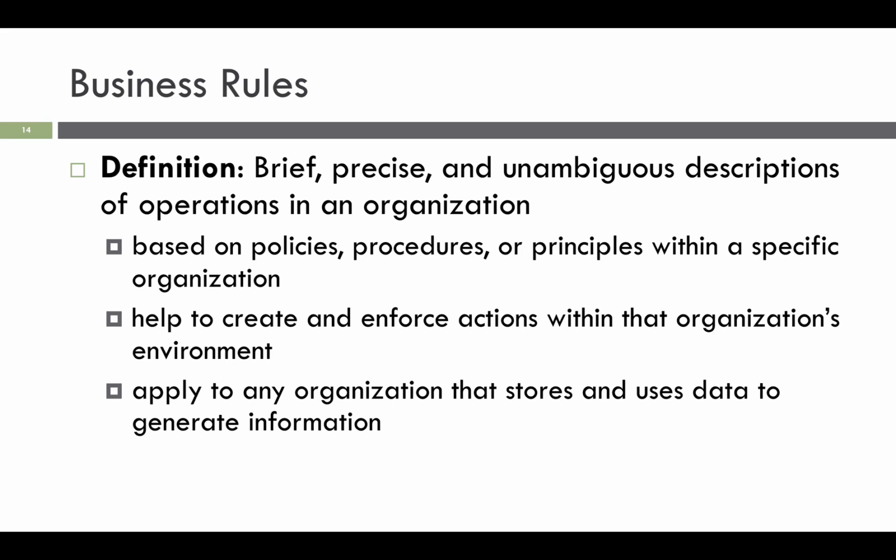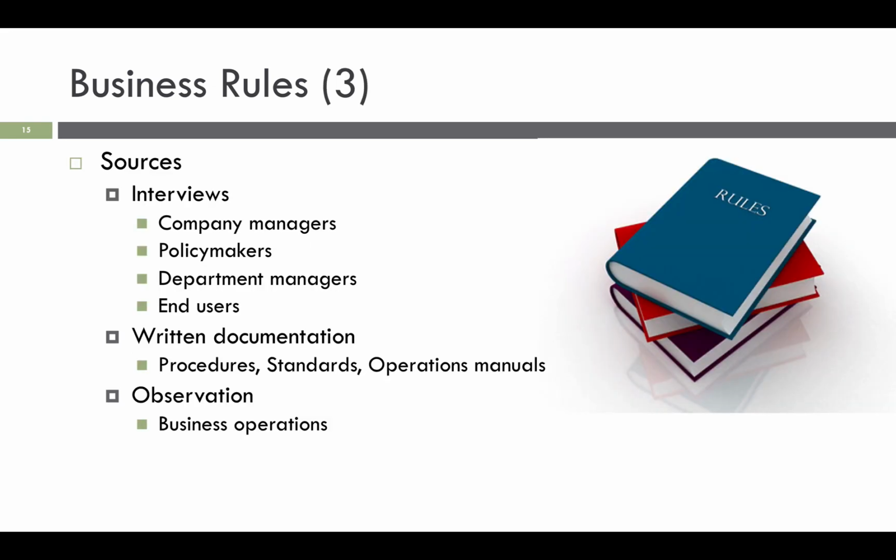Identifying and documenting business rules is very important to database design. Business rules allow the creator to develop relationship participation rules and constraints and then create the correct data model. Sample business rules could be: one department has many employees, or employees have one department. Sources of business rules are managers, policymakers, department managers, written documentation, procedures, etc.